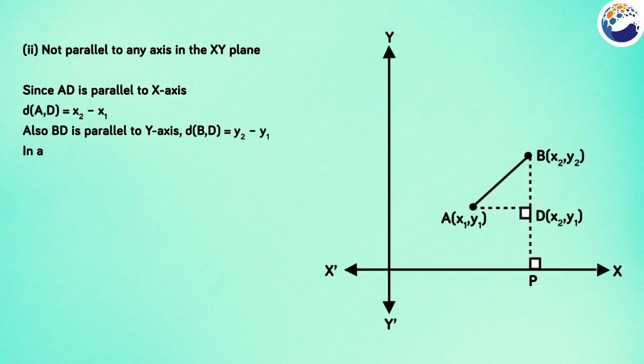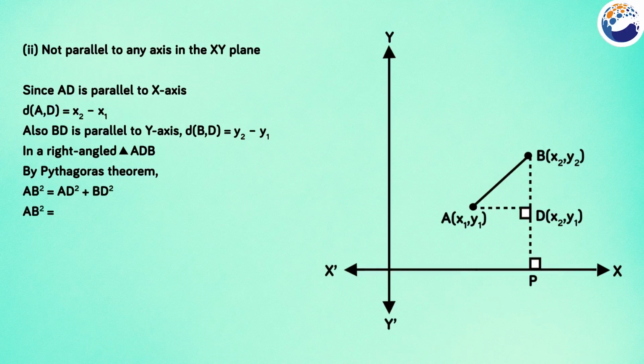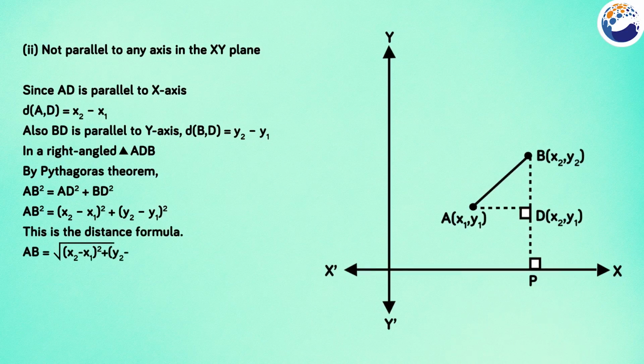In the right angle triangle ADB, by Pythagoras theorem, AB square is equal to AD square plus BD square. Therefore, AB square is equal to (x2 minus x1) the whole square plus (y2 minus y1) the whole square. This is the distance formula. AB is equal to the square root of (x2 minus x1) the whole square plus (y2 minus y1) the whole square.